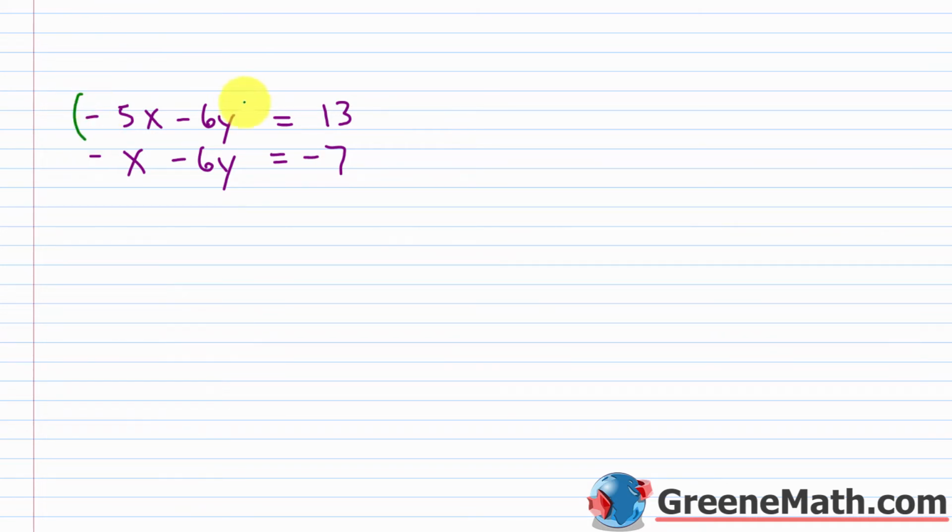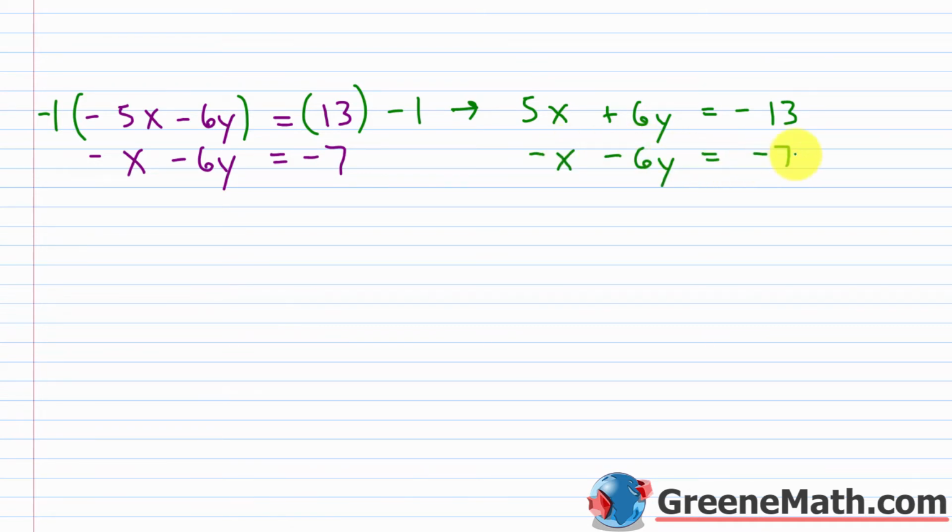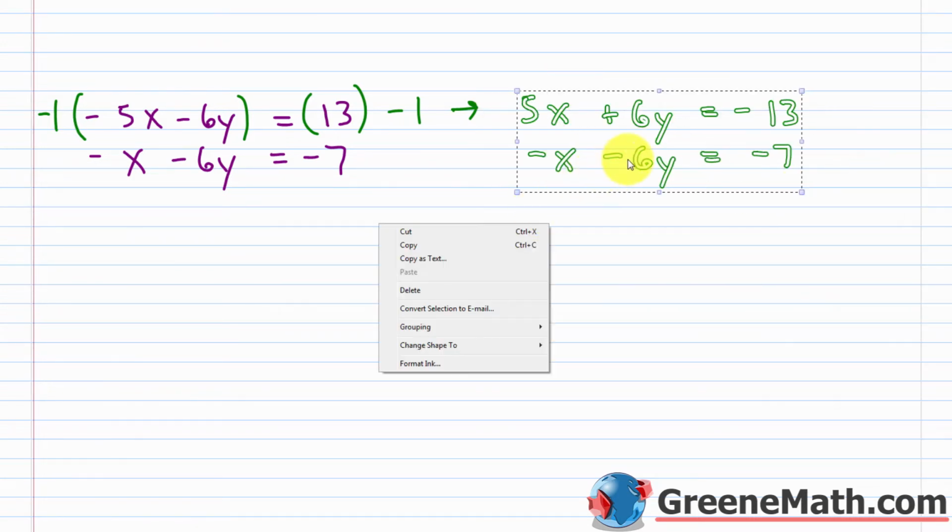Remember, I can multiply both sides of an equation by the same non-zero number. I can just take this equation here, and I can multiply both sides by negative 1. And what I'd get is negative 1 times negative 5x is 5x. Negative 1 times negative 6y is 6y. Negative 1 times 13 is negative 13, so equals negative 13. And this equation stays the same. So we have negative x minus 6y equals negative 7. Now, let me drag this down here.